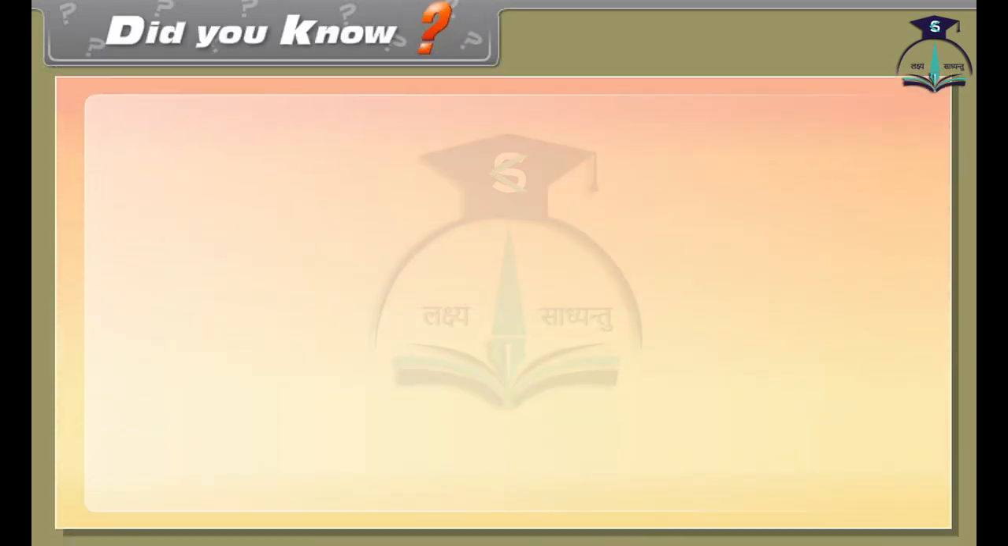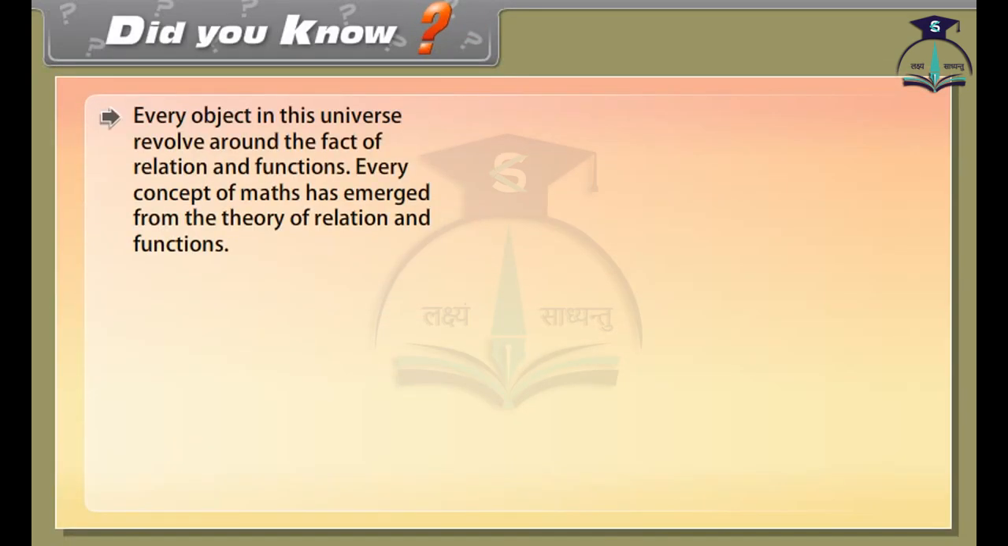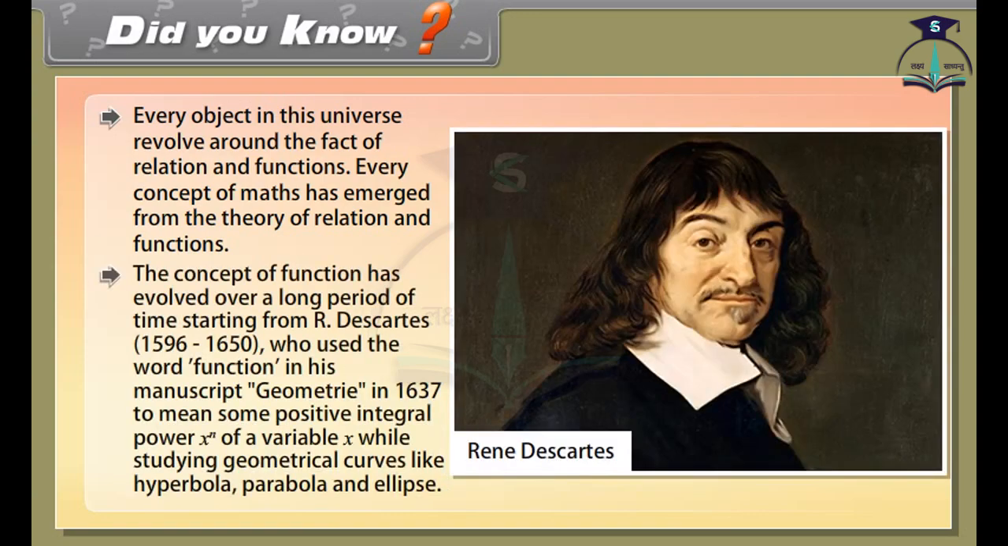Did you know? Every object in this universe revolves around the fact of relations and functions. Every concept of math has emerged from the theory of relations and functions. The concept of function has evolved over a long period of time, starting from R. Descartes, 1596 to 1650, who used the word function in his manuscript Geometry in 1637 to mean some positive integral power x to the power n of a variable x while studying geometrical curves like hyperbola, parabola, and ellipse.